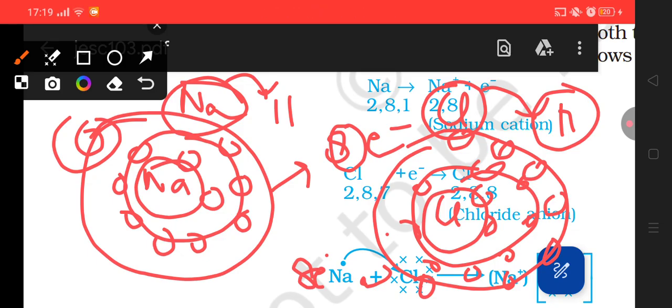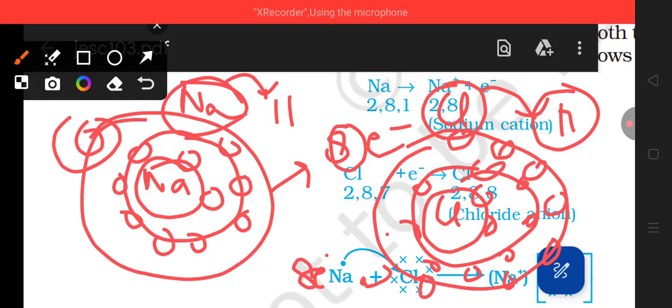See, when sodium loses one electron, what will happen? Now the number of protons is 11 only, but the number of electrons reduces to 10. So sodium becomes a positive cation, because the one electron has gone. Now what about chlorine? Chlorine is gaining one electron. So 17 protons were there, 17 electrons were there. But when chlorine gained one electron, chlorine became negative because 18 electrons are there now and 17 protons. So that's why chlorine becomes an anion.